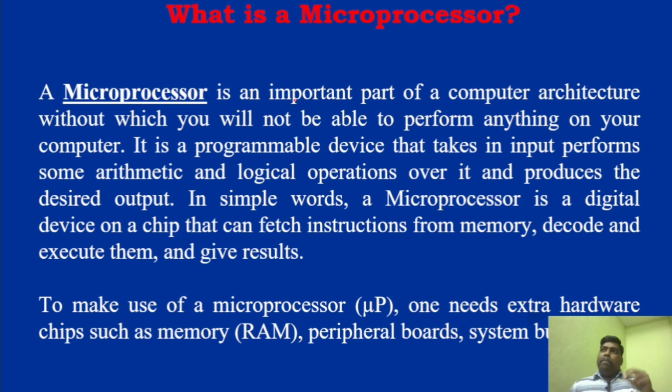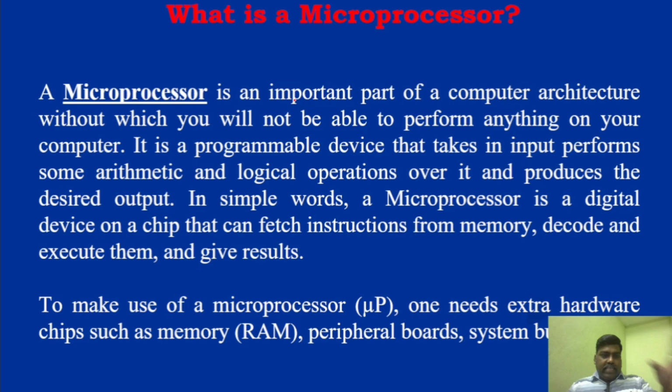And importantly, in a microprocessor, you will not have inbuilt memory, right? You will not have input output ports. You will not have any hardware chips combined to it. All we have to do is externally connect memory, and externally connect input output devices, peripheral boards, and all those things, right? That is the main difference between microprocessor and microcontroller.